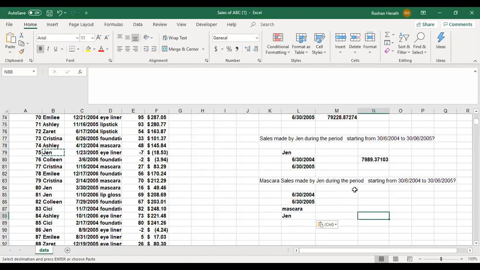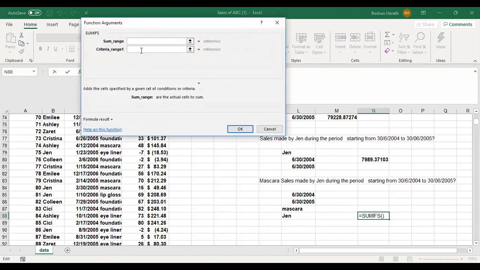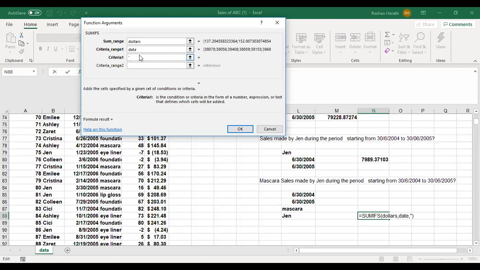The mascara sales made by Jen during this period. You are going by the SUMIFS. The sum range is going to be the dollars. Then the criterion range 1, you may take the date. You may start with whatever criterion you may want. Quotes greater than or equal, close it, keep some space. Take the ampersand, keep some space. Refer the date. The second criteria, again the date, it has to be less than or equal.